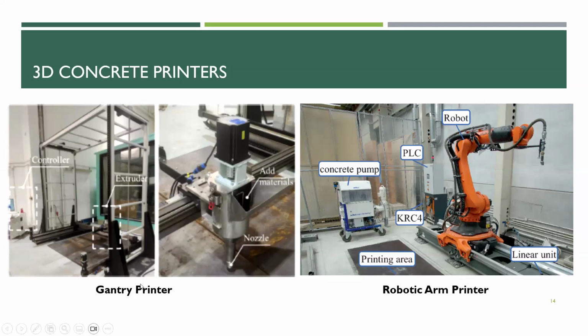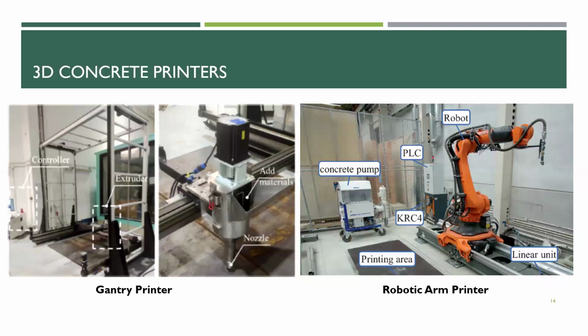Generally, a gantry type printer can be of any size, because it's a complete frame, and the frame can be prepared of any size, and it is a much more stable kind of structure, and it can be used to prepare bigger structures.